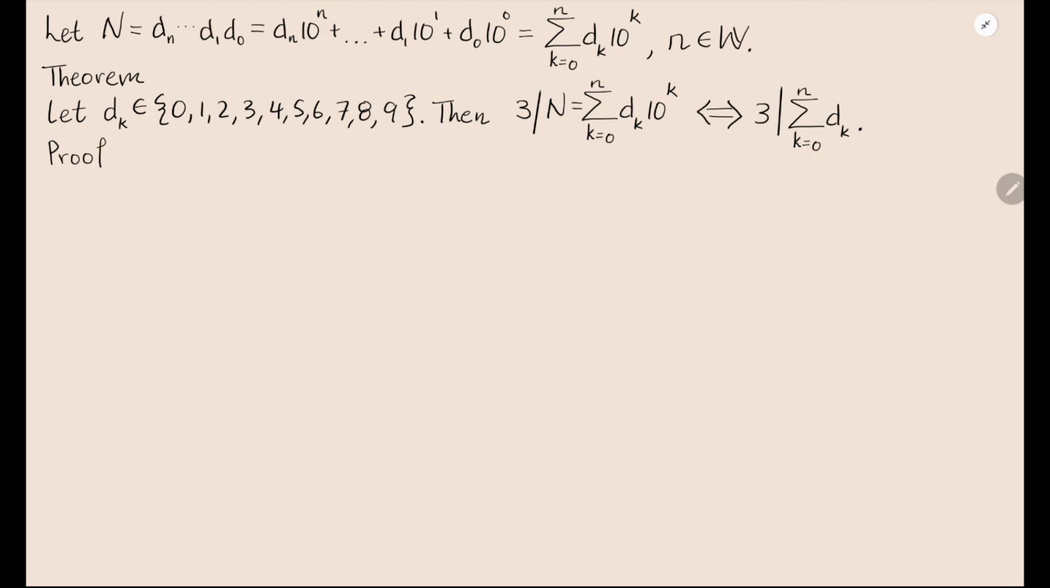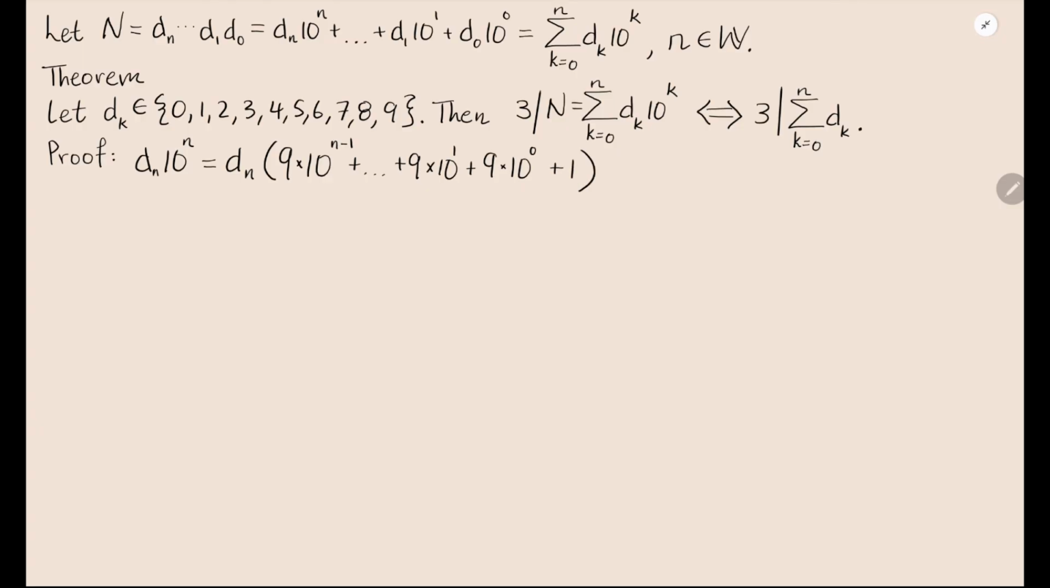Proof. Let me just walk through how I try to prove this. I started with the first term, d_n 10 to the power of n. 10 to the power of n is going to be 9 times 10 to the power of n minus 1, plus dot, dot, dot, plus 9 times 10 to the power of 1, plus 9 times 10 to the power of 0, and then finally plus the number 1.